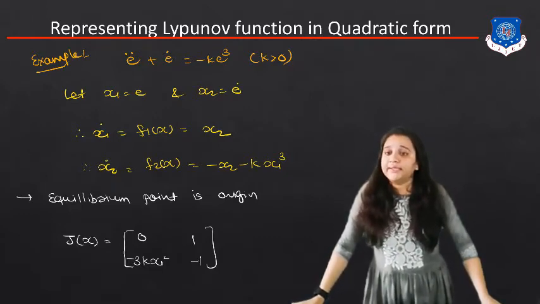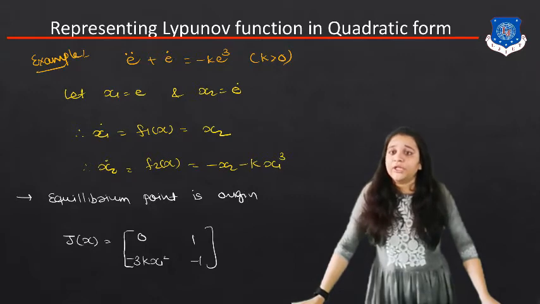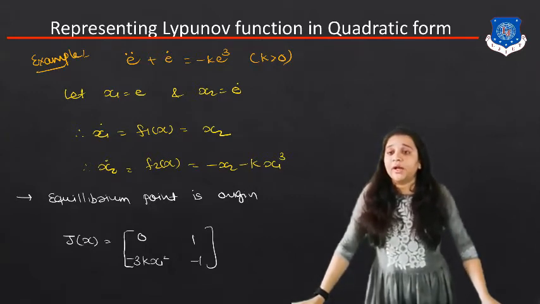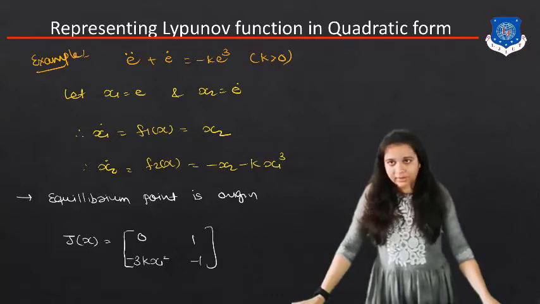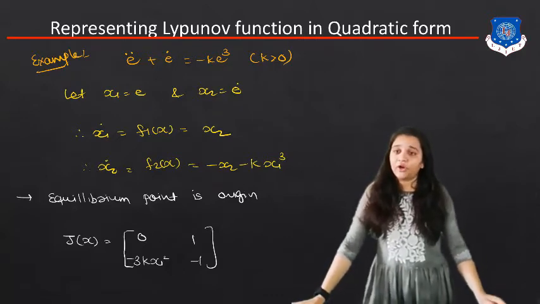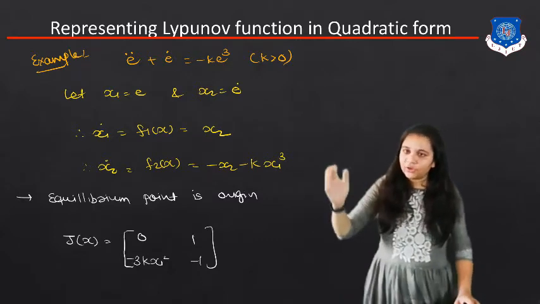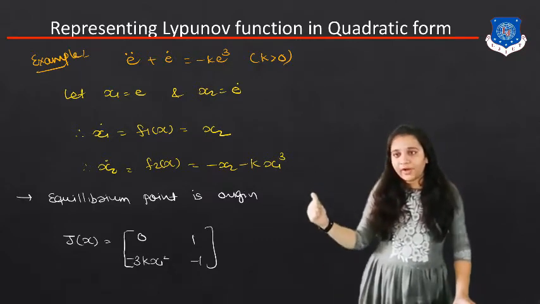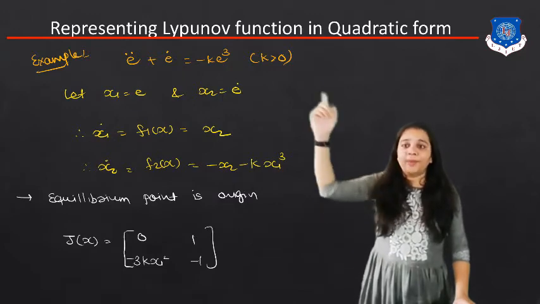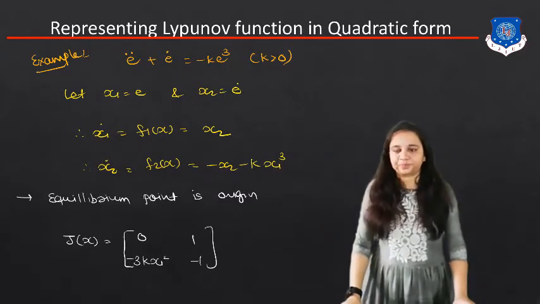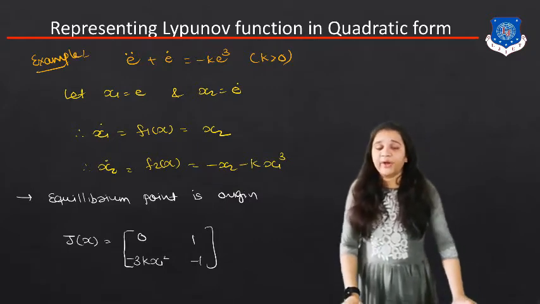Suppose e is equal to x1, so e dot is equal to x2. So what is the value of e double dot? It is x2 dot. So what is the equation of x1 dot? x1 dot is equal to f1 of x, that is equal to x2, and x2 dot is equal to f2 of x, that is equal to minus x2 minus a x1 cube. Now the equilibrium point is the origin.